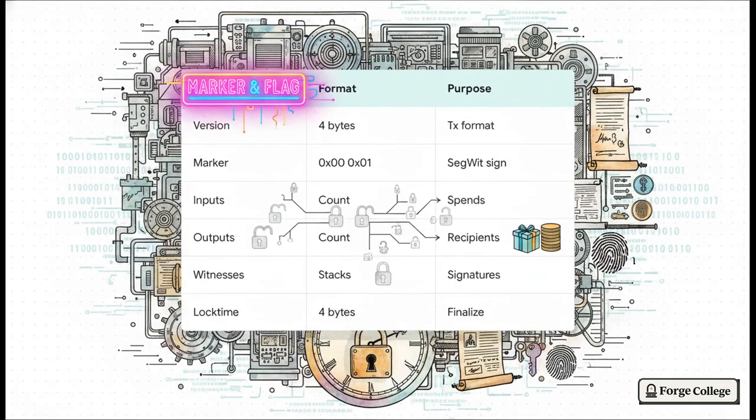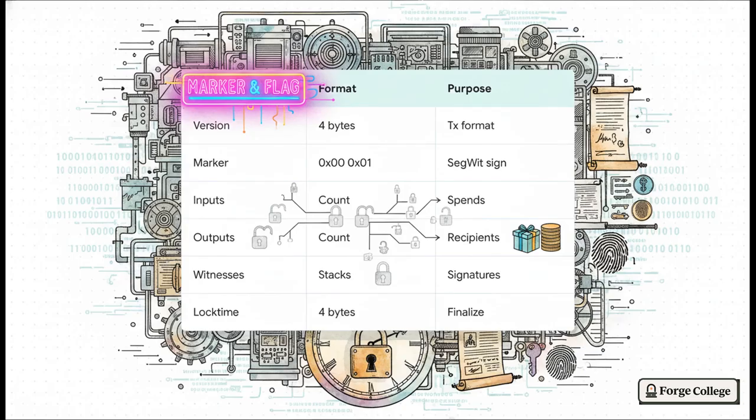When we map it all out like this, you can really see how the parts function together as a single cohesive machine. We kick off with the 4-byte version, then, boom, our flare gun, the marker and flag. Next up, we have the inputs, which define the spending references, but remember, their scriptSig is usually totally empty now. Then the outputs, defining the recipients and the amounts. Next comes the witnesses area, holding stacks of items like your signatures and public keys. And finally, the locktime.